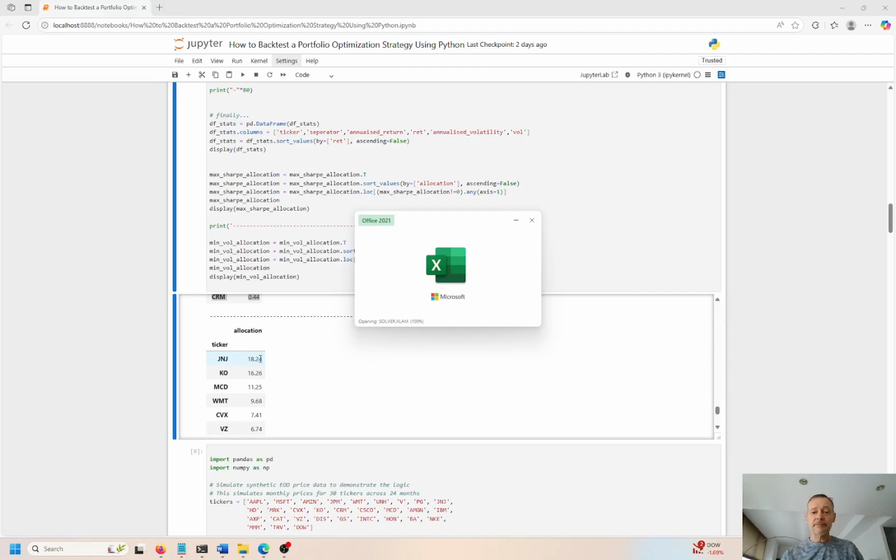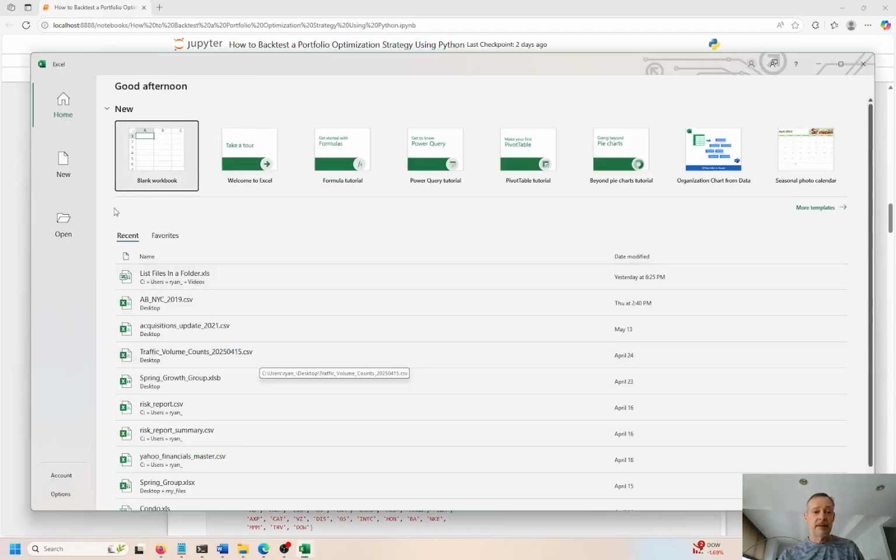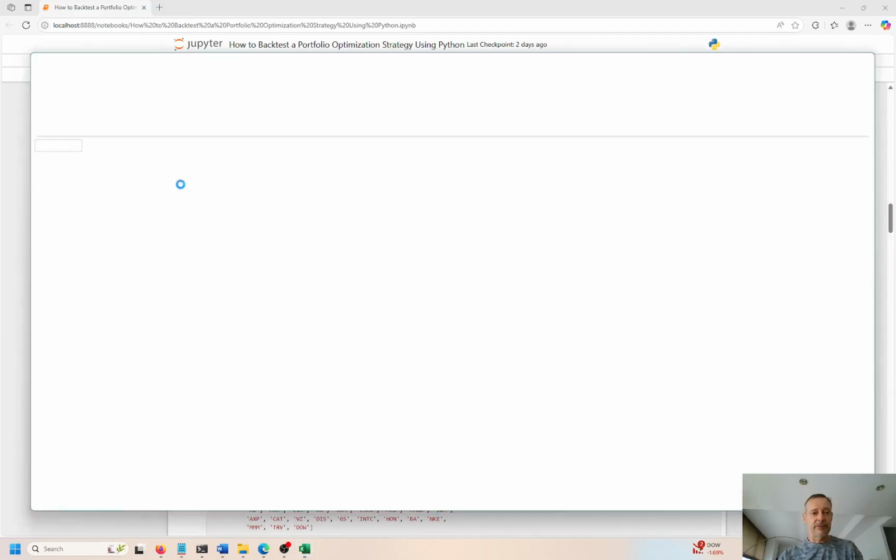Can't do both. Okay, so my Excel is opening. I think this computer is getting a little bit old, like me. And put this over here.